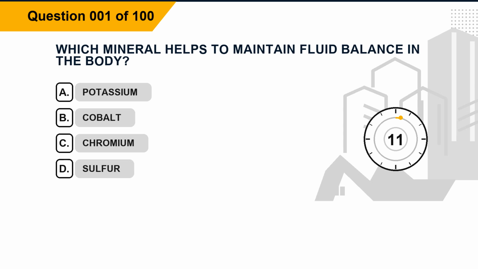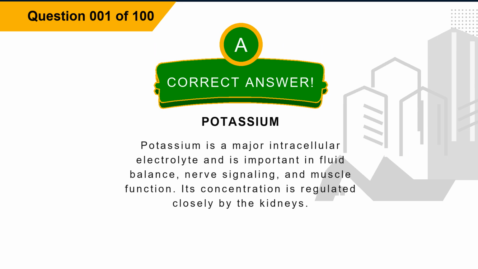Question 1. Which mineral helps to maintain fluid balance in the body? Option A, potassium. Option B, cobalt. Option C, chromium. Option D, sulfur. The correct answer is option A, potassium. Explanation. Potassium is a major intracellular electrolyte and is important in fluid balance, nerve signaling, and muscle function. Its concentration is regulated closely by the kidneys.